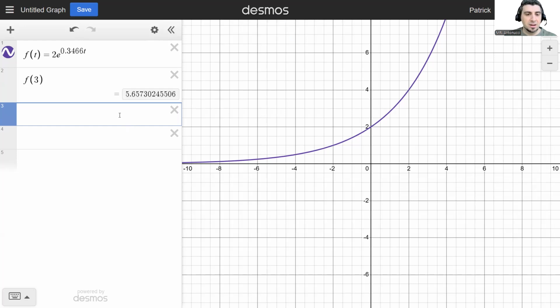If you type it in, you would just do 2e to the 0.3466 times 3. But see how the times 3 went down? It's not in the exponent anymore. So that just means I need to group the exponent in a parenthesis, and then that will take care of that issue for me there.